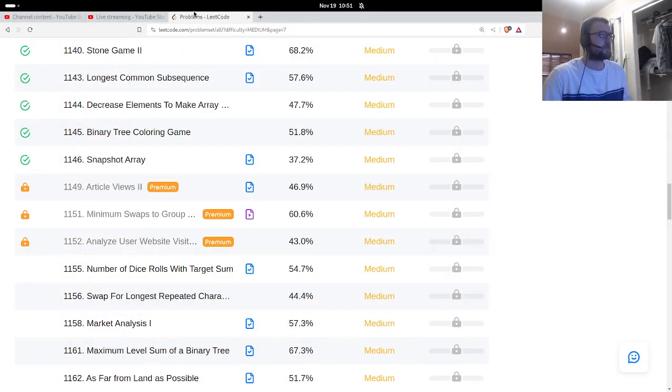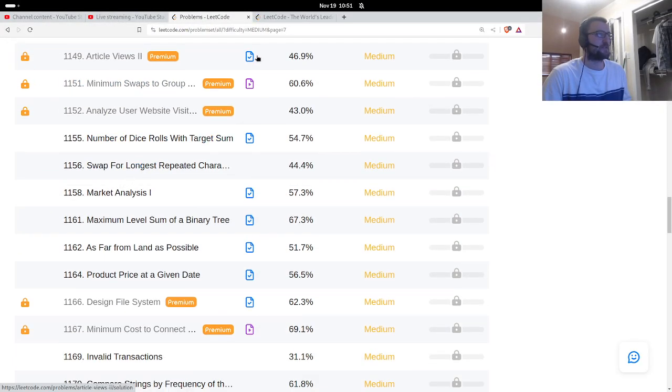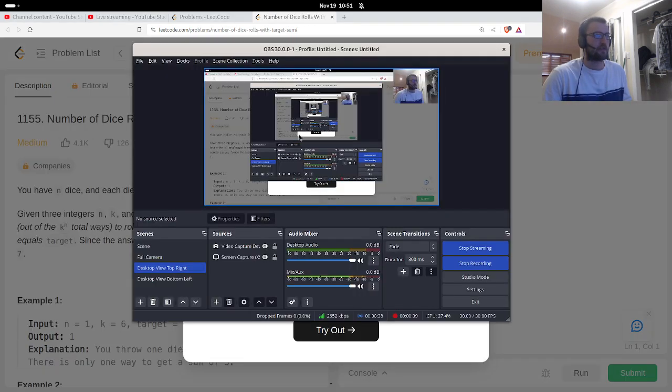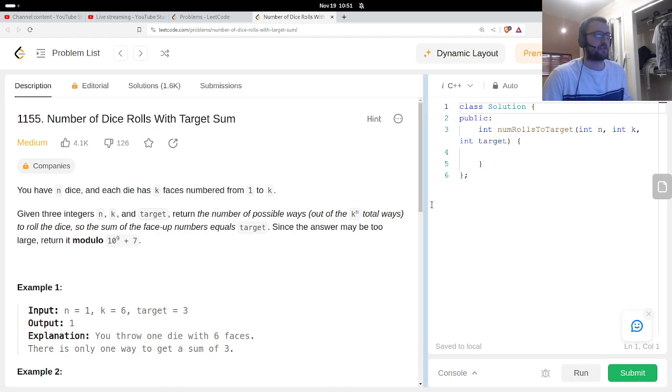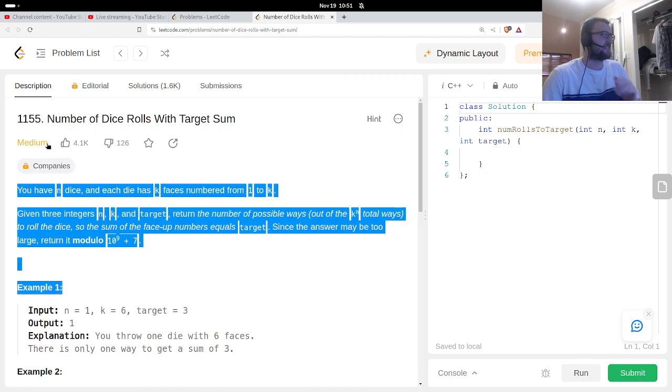Yes. Okay. So, number of dice rolls with target sum. Let's take a look. I want to try to get through as many questions as I can today. I'm going to try to go quick. I keep saying that every time, but often I don't go that quick. Questions are kind of hard.